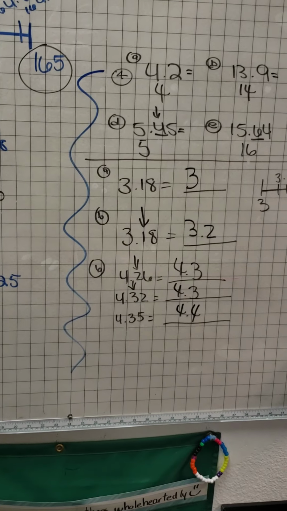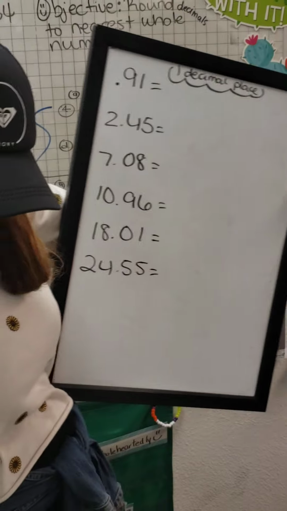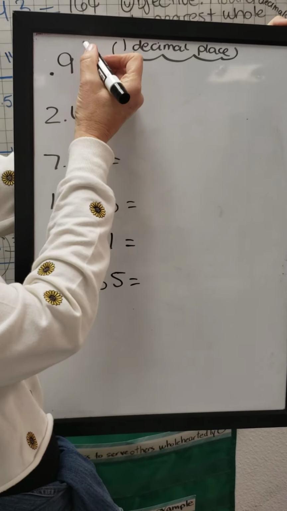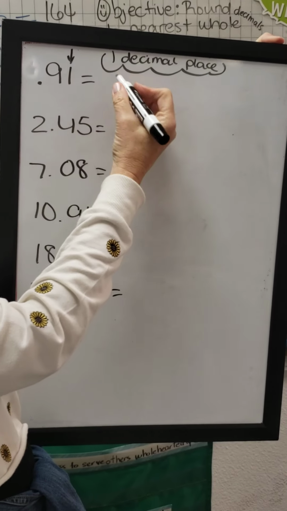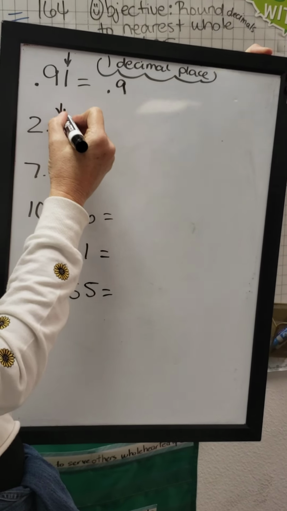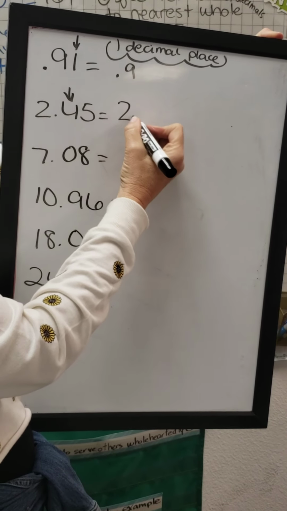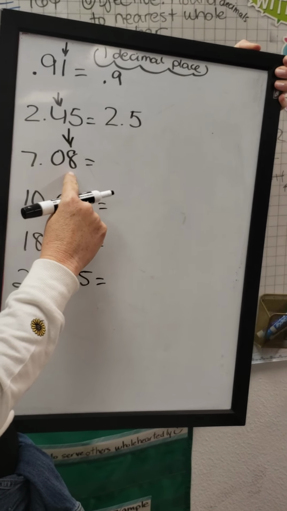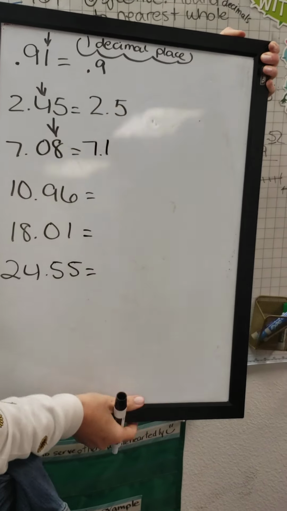All right, last section, and we are rounding to 1 decimal place. So 1 decimal place, we're going to look here. All right, that's a 1. 4 or less, let it rest, so that stays a 9.9. All right, to 1 decimal place. So we're going to look here. 5 or more, let it soar. So this becomes 2.5. All right, this is an 8. 5 or more, let it soar. So 0 becomes a 1. 7.1.